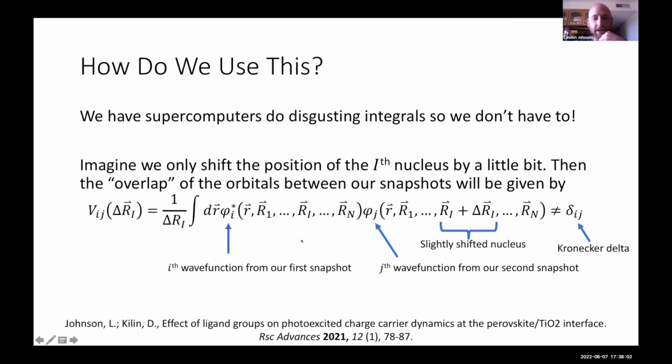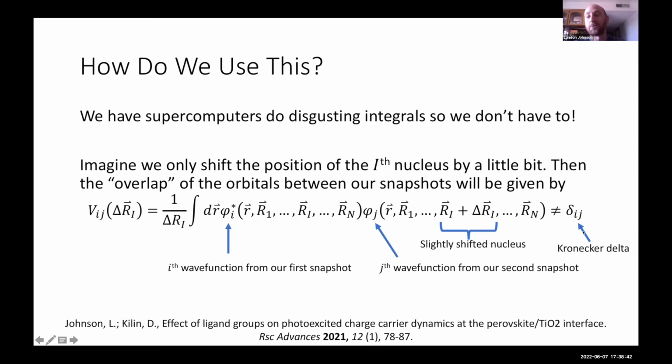This is sort of a quote unquote simplified version of the one that we actually do. This is just saying that we're integrating over space. Don't really worry too much about that. This is the ith orbital from the first snapshot, and that depends on where we're looking and all the nuclear positions. This is the jth orbital from our second snapshot, with just the spatial coordinate again, and then positions of all of our ions. So if we shift one of those ions just a little bit between our time steps, that's going to alter our orbitals.